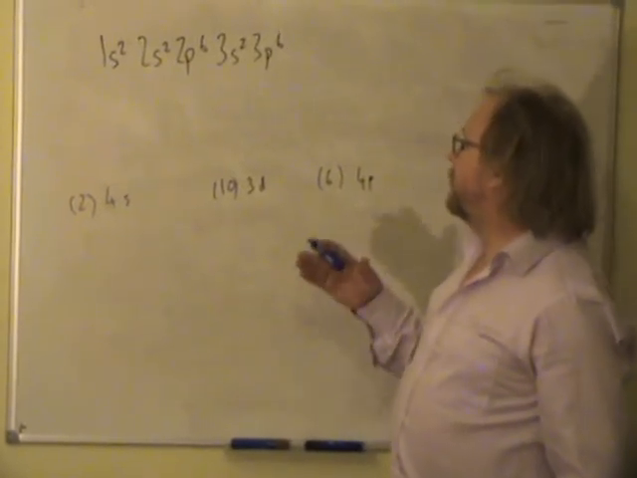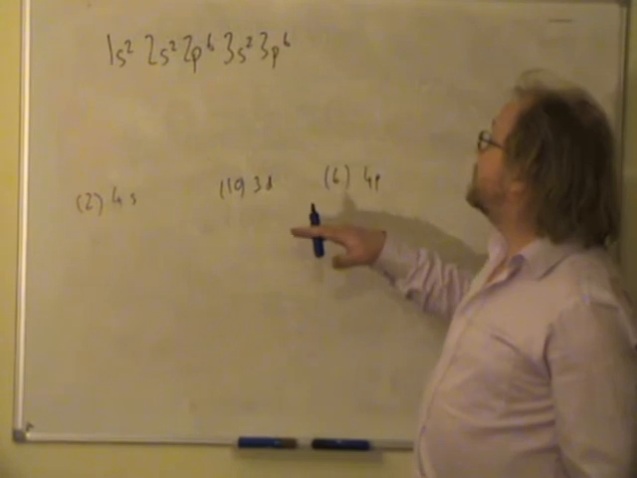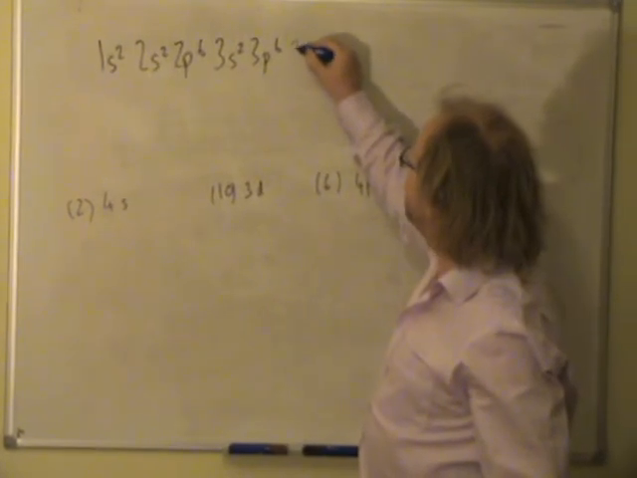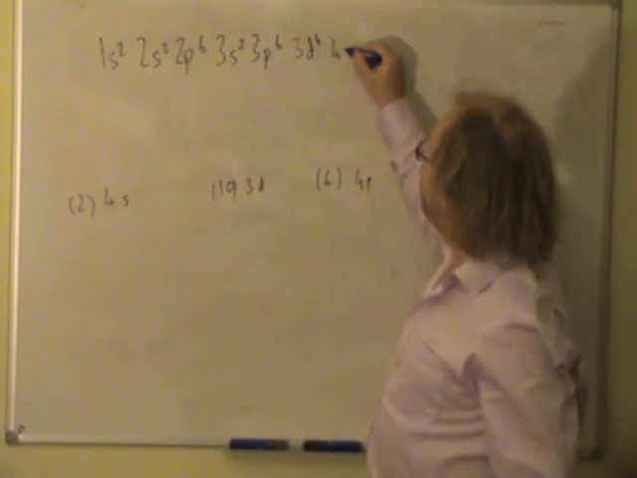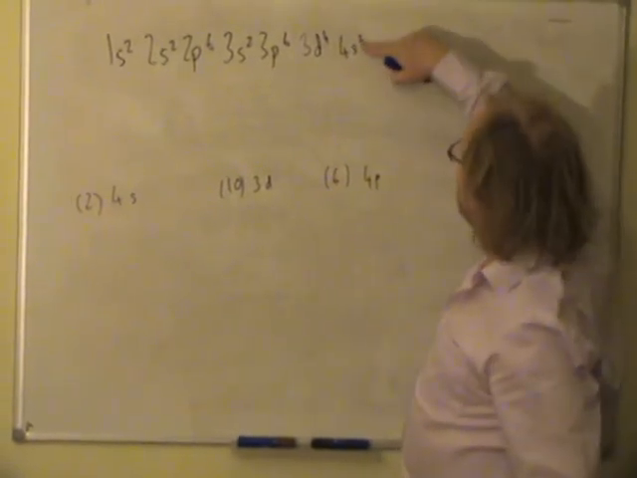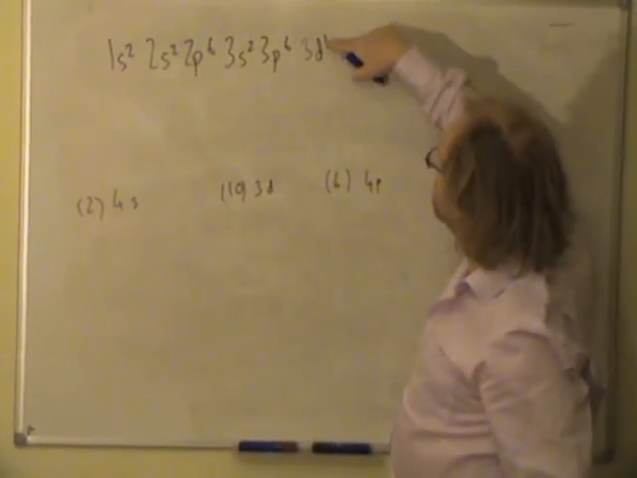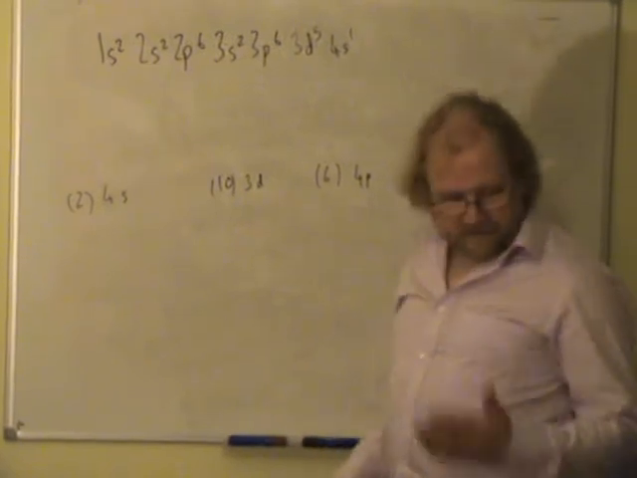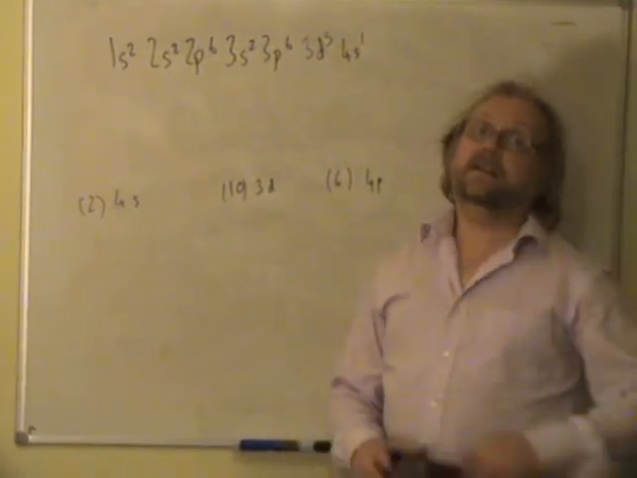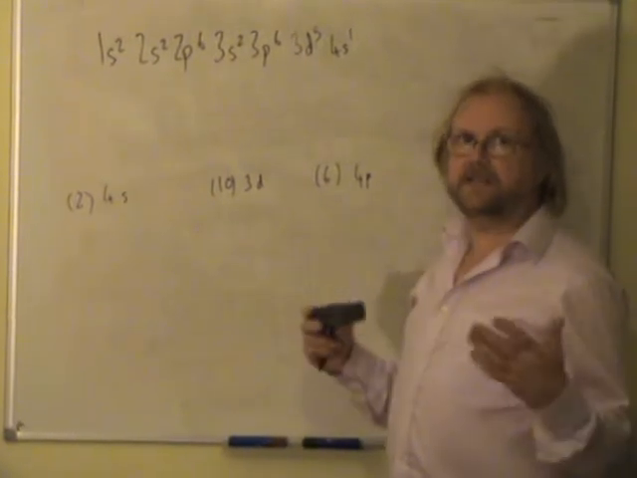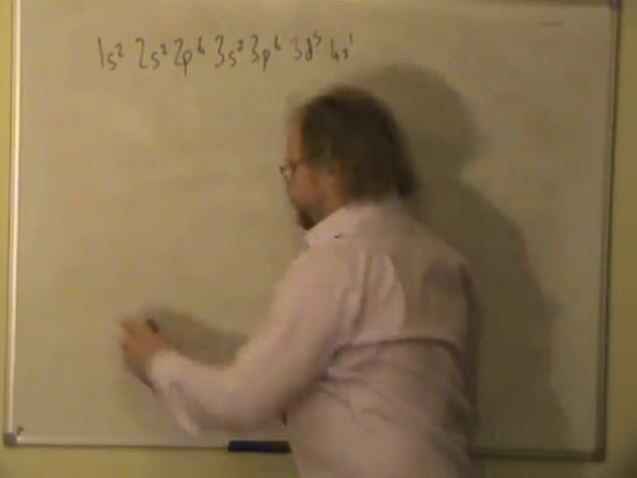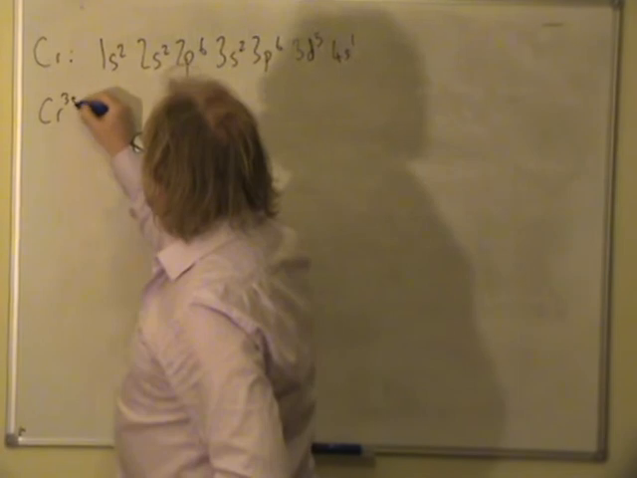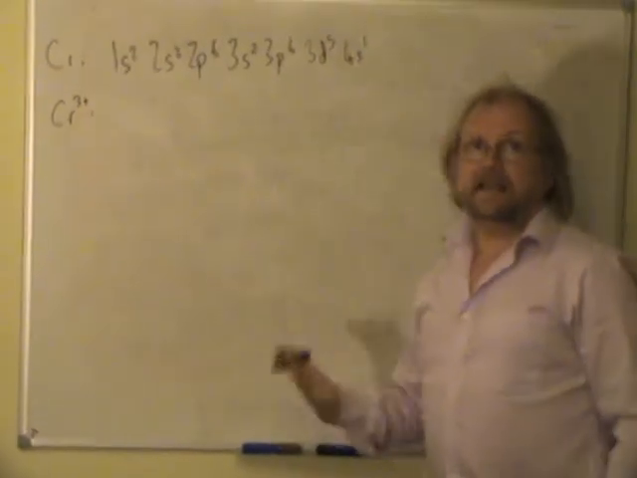So chromium, if you count it, is the 4th one across in the transition series. So what you might expect it to be is 3d4, 4s2, but you have to learn that no, it isn't. It borrows an extra one from 4s and puts it into 3d, so it's 3d5, 4s1. And copper does the same thing, though for a different reason. So where you'd expect it to be 3d9, it's actually 3d10, and again only 4s1.